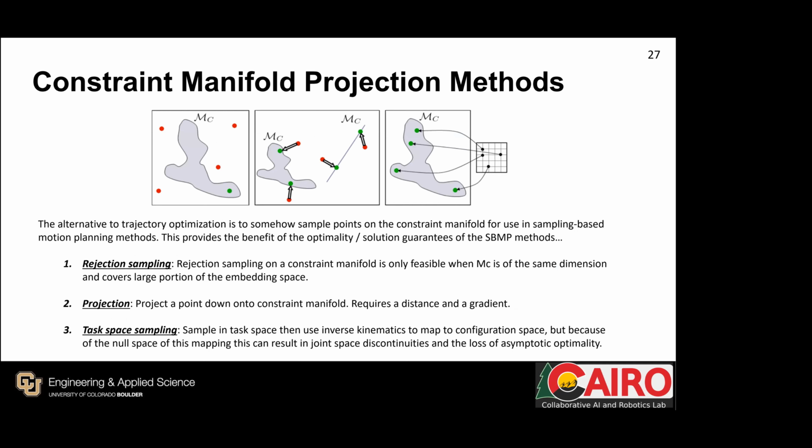There are three main approaches to doing this. The first is rejection sampling, where you simply take a random point and test whether or not it is constraint compliant. But this is really only feasible if your manifold is of the same dimension as your embedding space, and ideally covers a large portion of the space that you're stochastically sampling from. The second, and the most commonly used one, is to project a random point onto your constraint manifold, which does require some notion of a distance away from that manifold and ultimately some sort of gradient.